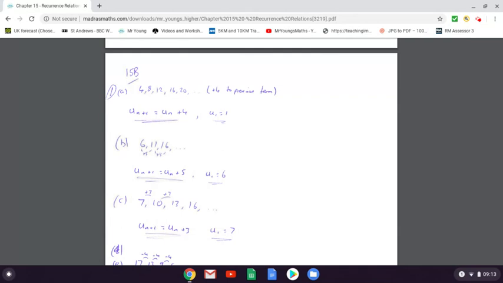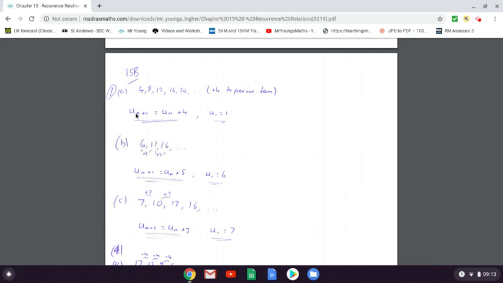So in this question we're given a sequence and we need to determine a recurrence relation from that sequence. So 4, 8, 12, 16, 20. Hopefully a quick look at that, and we're noticing that we're adding 4 to the previous term. So how did we get 16? We added 4 to 12. How did we get 12? We added 4 to 8. How did we get 8? We added 4 to 4.